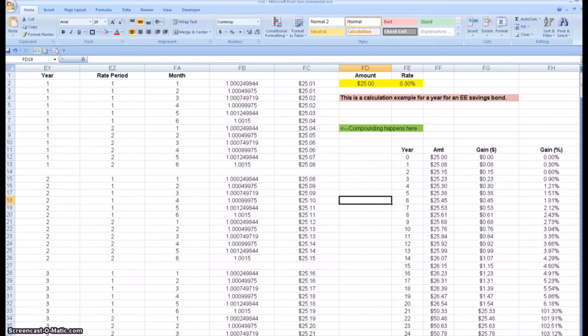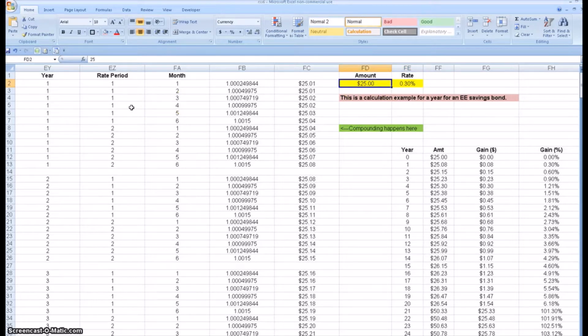I wanted to do a video on the mechanics of an EE savings bond, kind of the lifetime of one. These bonds go for 20 years, and then if the value of the bond is less than 2 times the face value of the bond, currently the Treasury will double that automatically for you. And then they mature 10 years after that, so they basically earn interest for 30 years. Right now the rate's a very small 0.3%, and I just have a starting amount of $25.